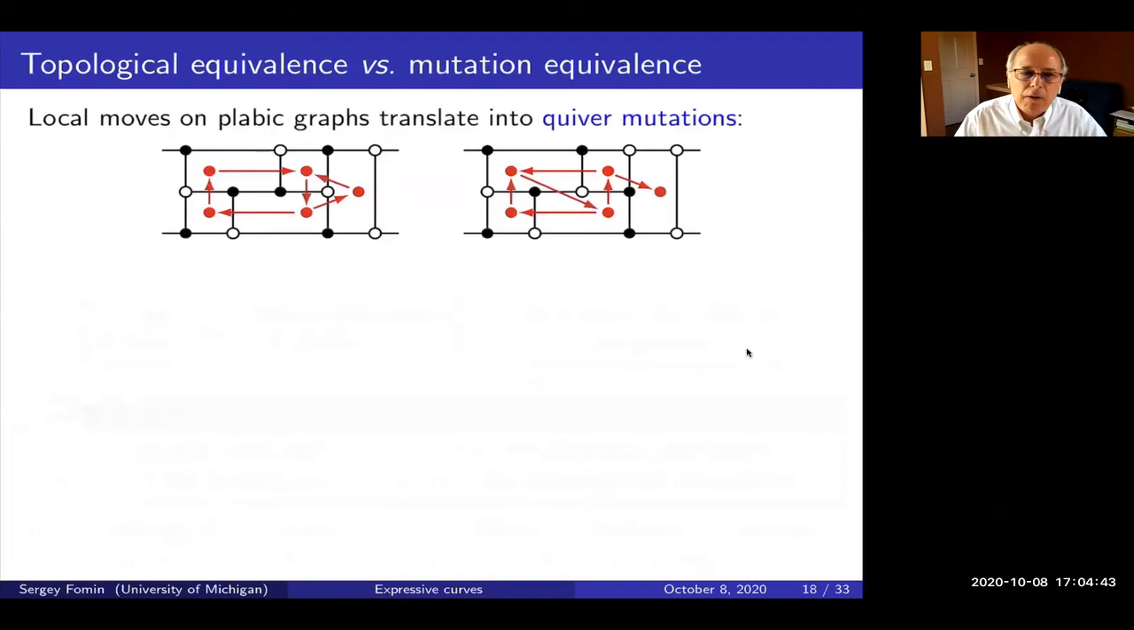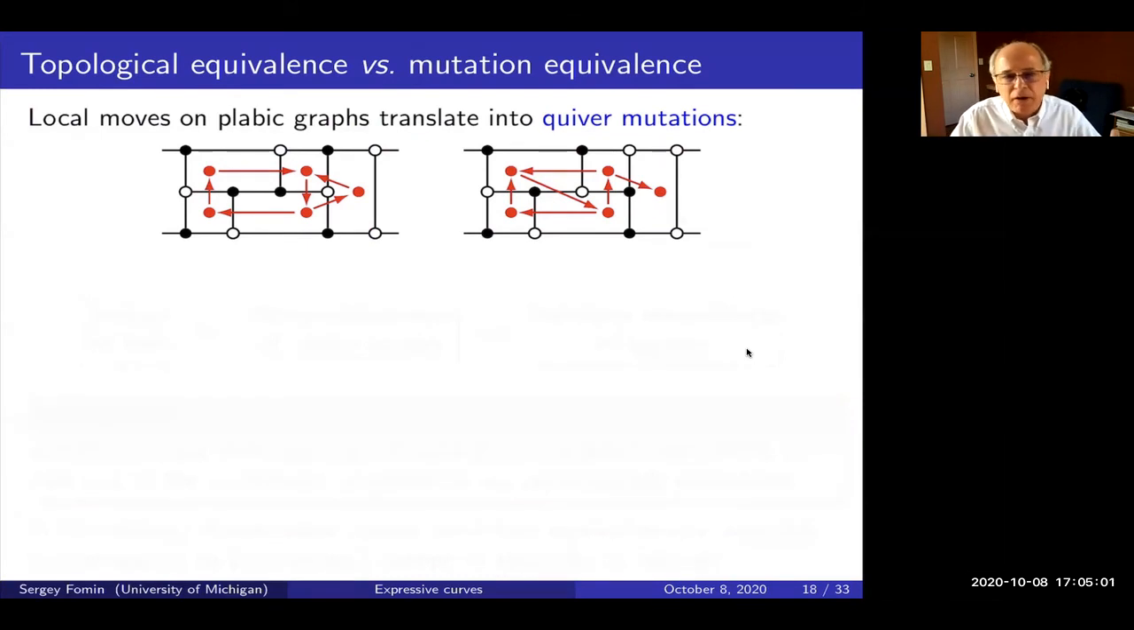So now, what's important to me is that when we do local moves on arbitrary Plabic graphs, what happens to the quiver is something called a mutation. There is a combinatorial notion of a mutation which can be associated to any quiver.